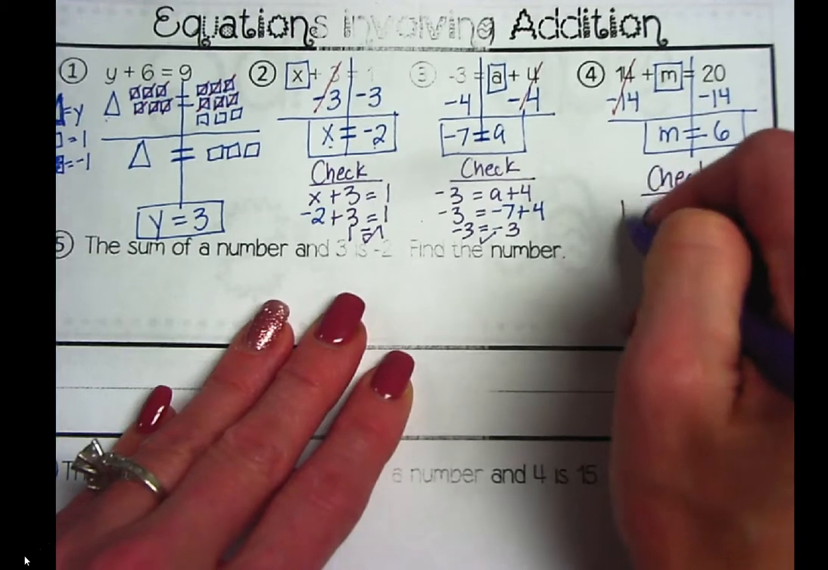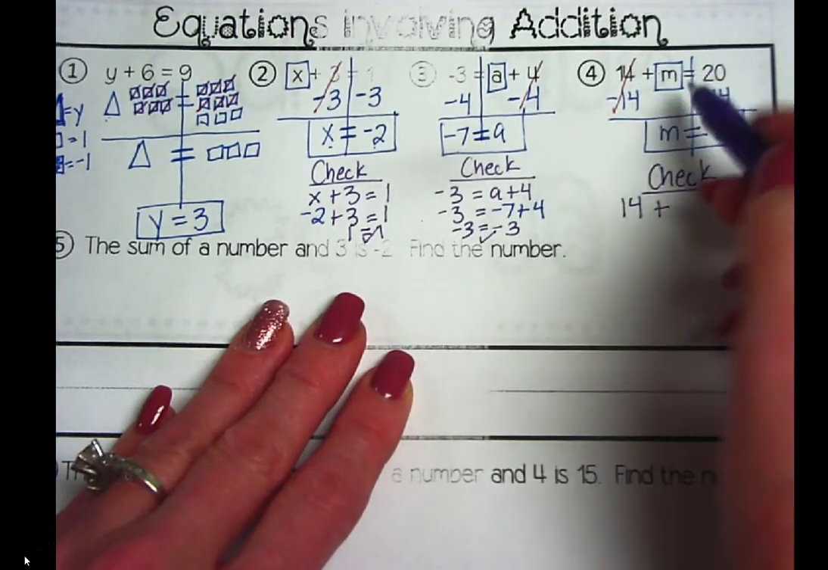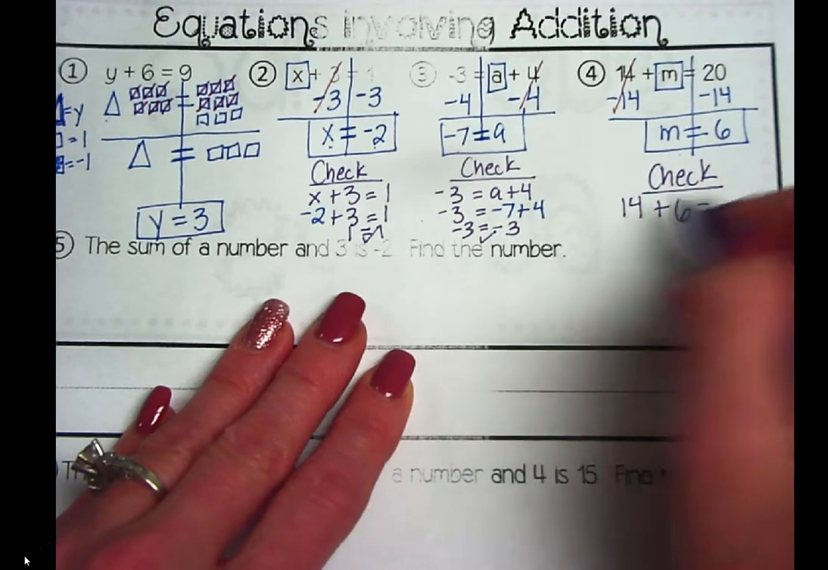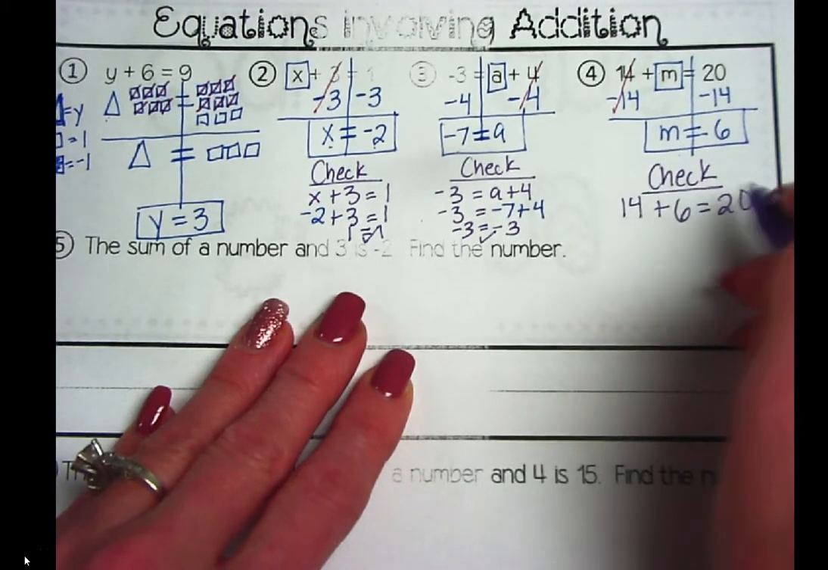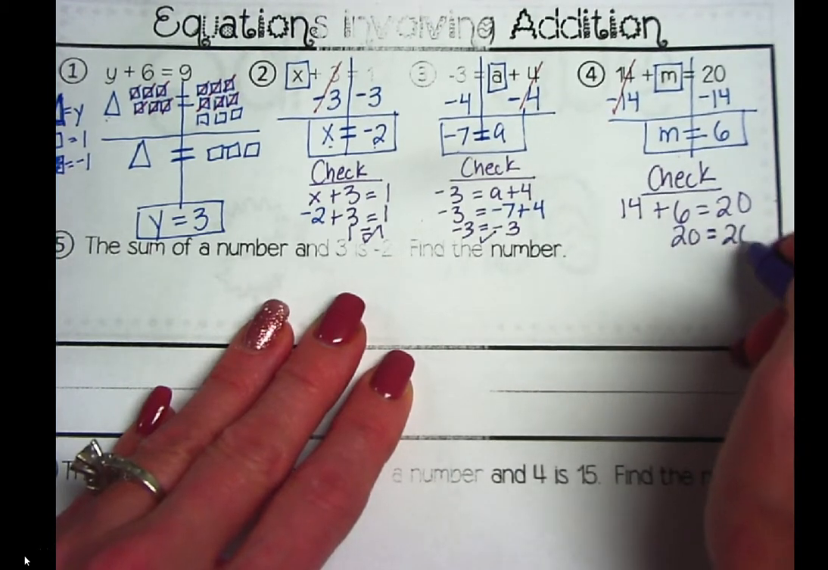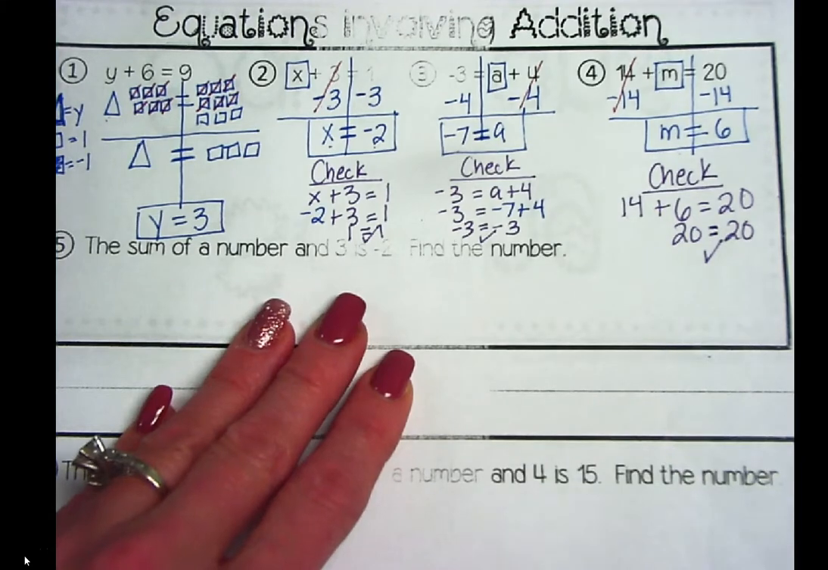I'm going to rewrite my equation. I'm going to go ahead and just put it in because I know what the equation is. Now you guys see how we got it. 14 plus 6 is 20. 20 is equal to 20. So it checks.